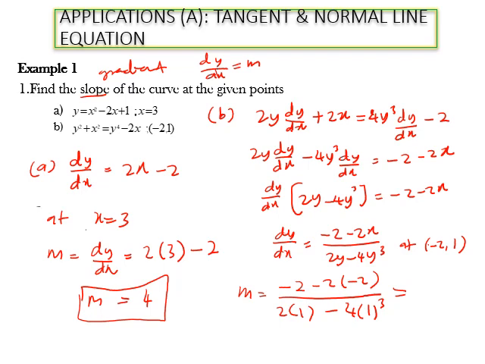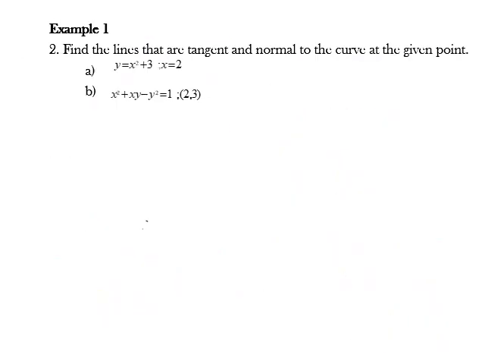So the answer will be negative 2 plus 4 divided by negative 2, which equals negative 1. So that's the answer, the slope of the given curve. Okay, so we look at the next example, number 2. Find the lines that are tangent and normal to the curve at the given point. Meaning we want the tangent line and normal line.